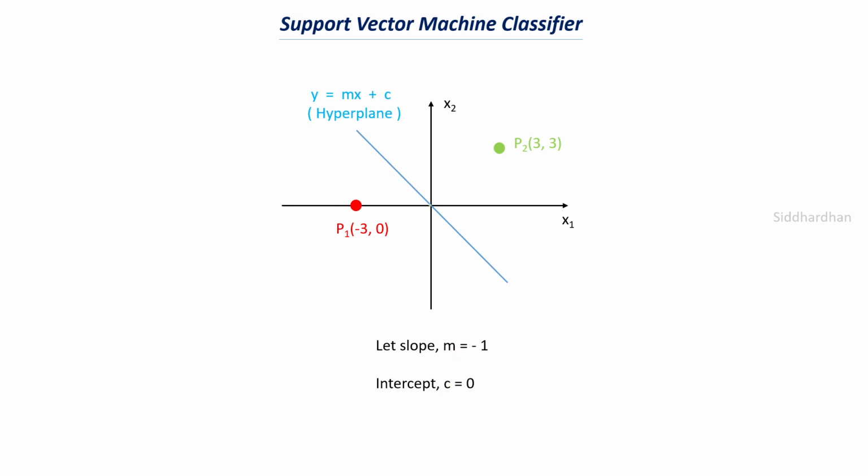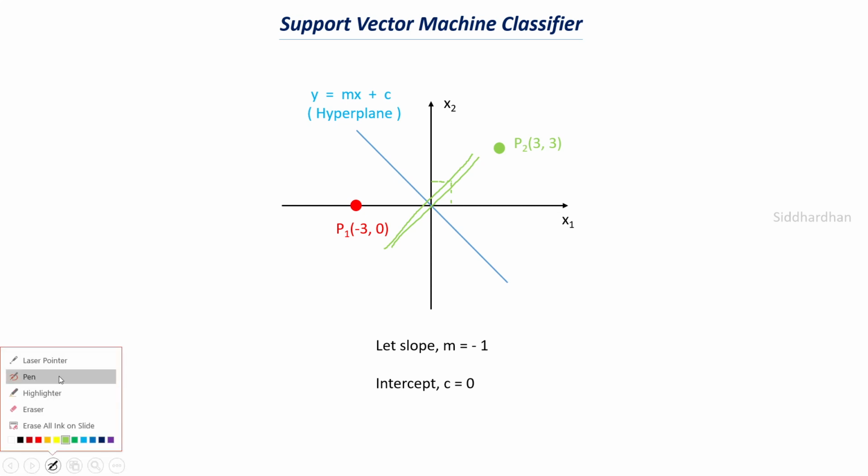So let's say that we have a line like this. This line would have a slope of +1. A slope of +1 basically means if x1 increases by 1 unit, then x2 also increases by 1 unit. So if you have a line which is in this particular direction, it would have a positive slope.